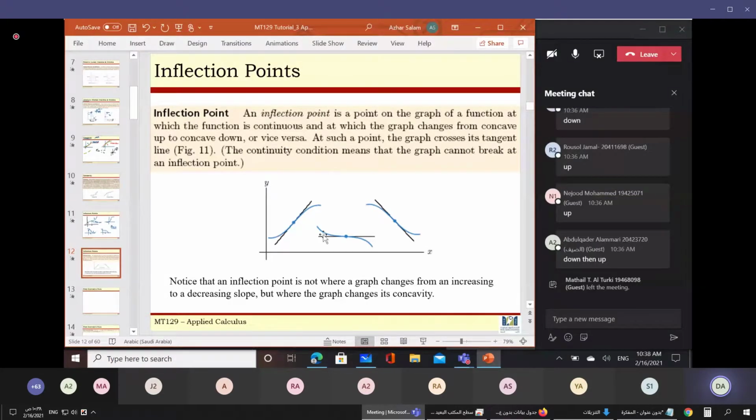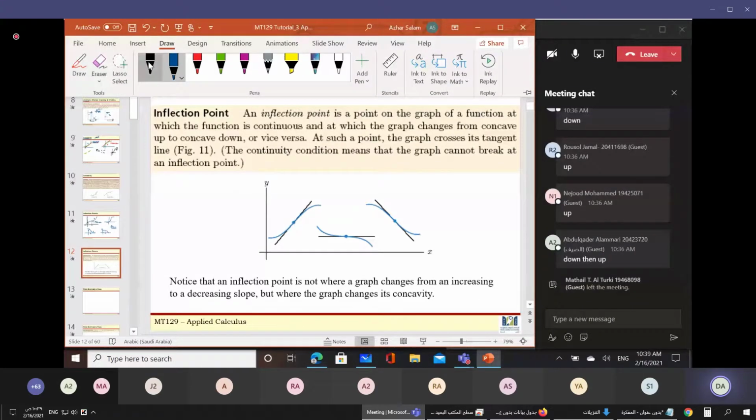Also here, notice that this is an inflection point, but the function changes from concave up to concave down, and it is all decreasing. But when I draw a tangent line, it will be horizontal. Okay, this is a third possibility. Notice also that for an inflection point, when I draw a tangent at the inflection point, the tangent will cross the function.